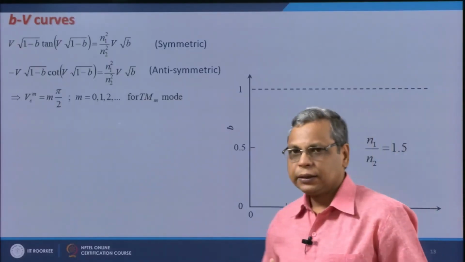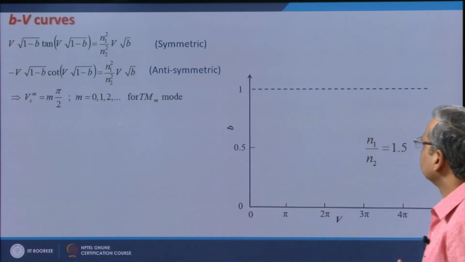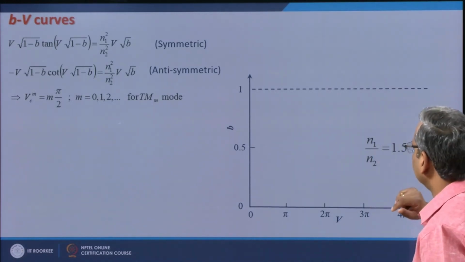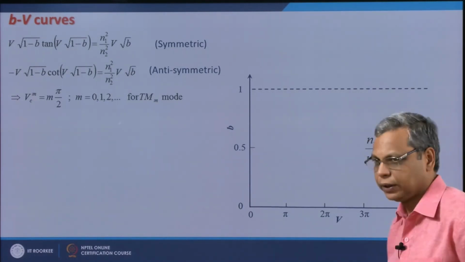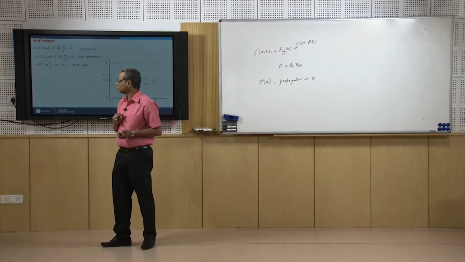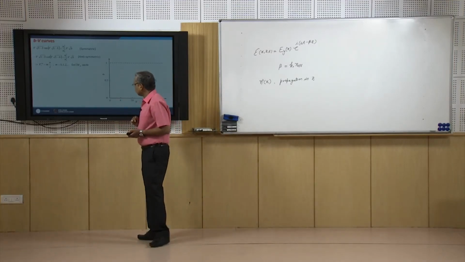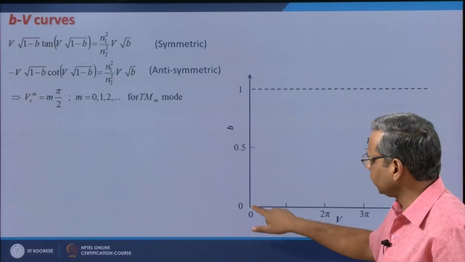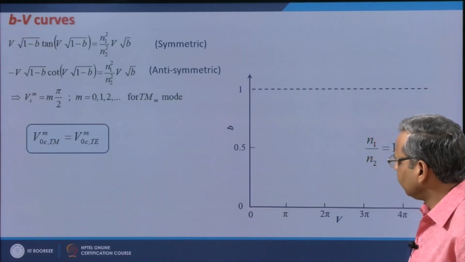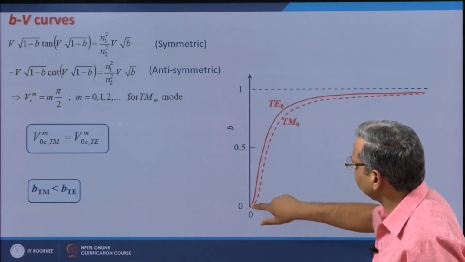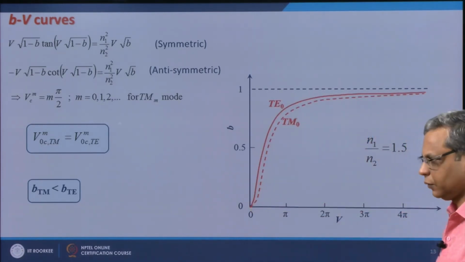Let us now plot V curves. I will have to plot them for a given value of n1 over n2. Let me see how it looks schematically for n1 over n2 equal to 1.5. The first thing is the cutoffs are the same, so the plots will start from the same value for TE and TM. If I plot the TE0 mode, both will start from 0 because they have the same cutoff.